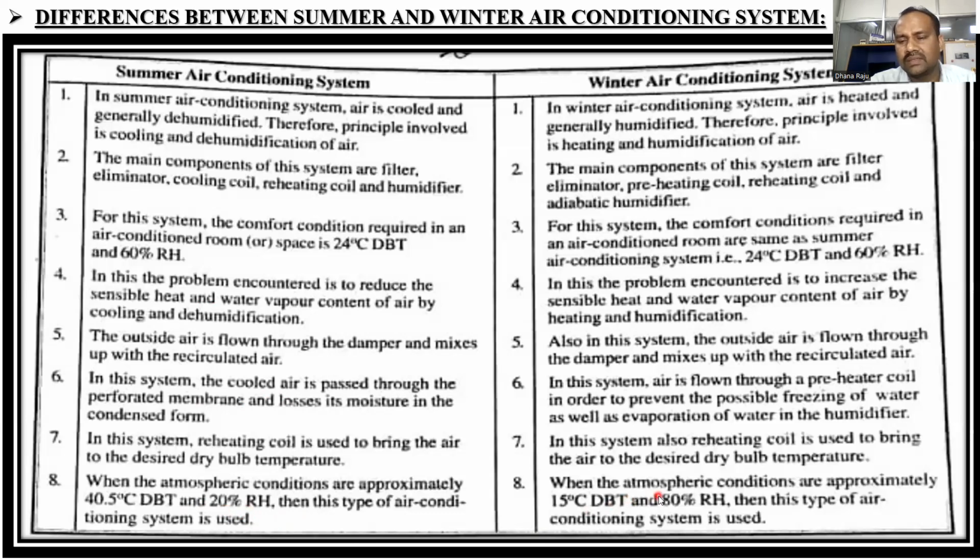Winter air conditioning is generally used when the temperature is 10 or 15 degrees centigrade, where relative humidity is less than 30%, maybe 20 percent. These are the major differences we need to highlight when comparing summer with winter air conditioning systems.